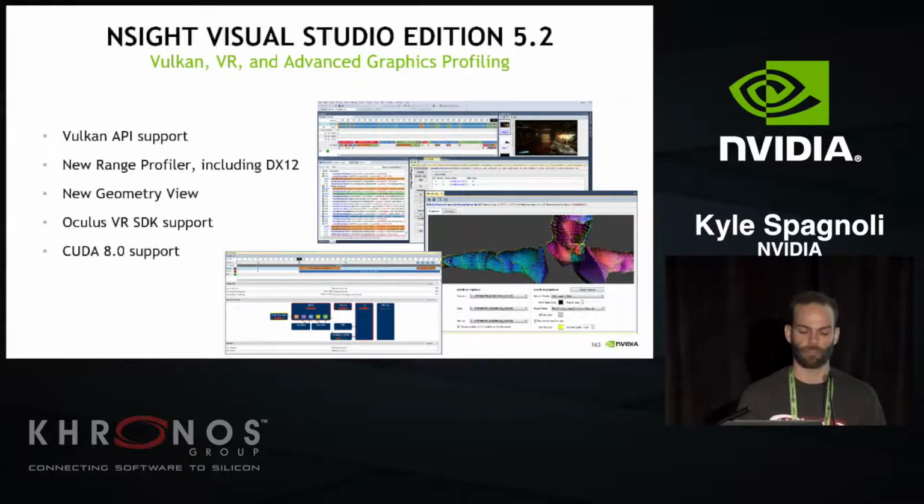Other things include our range profiler, which is not yet supported in Vulkan, unfortunately, but it gives you very low-level hardware performance information about various ranges in your frame that you've captured. We've also polished up a number of other things like our geometry view. We've added support for Oculus VR and also added support for CUDA 8.0. If you didn't know, Nsight is our Windows integration into Visual Studio. It's our graphics debugger tool, so that's what we've added support for here.